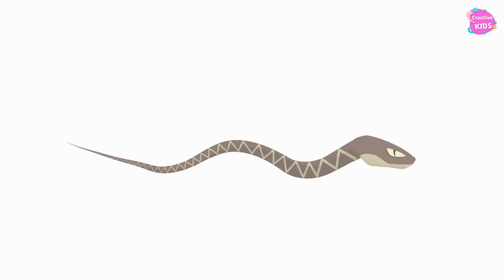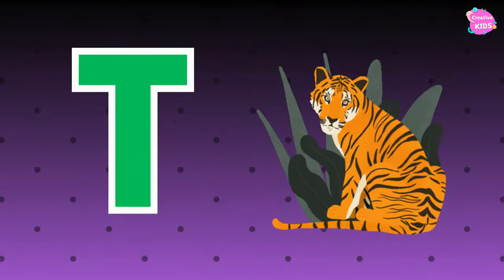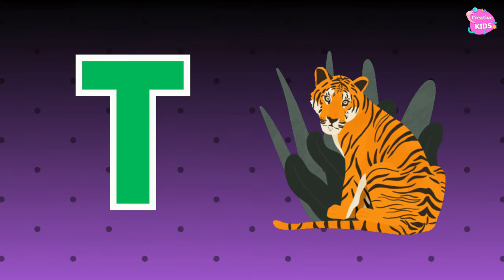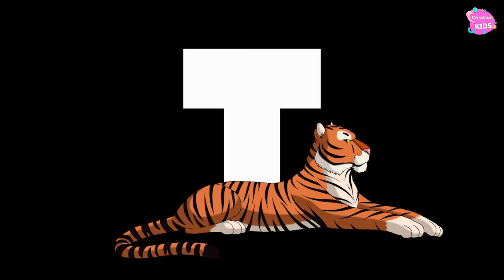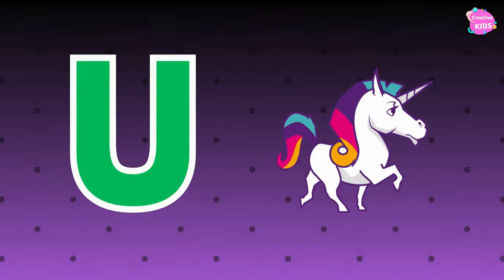Snake. S is for snake. T is for tiger. Ta ta tiger. Ta ta tiger. T is for tiger. U is for unicorn. U u unicorn.